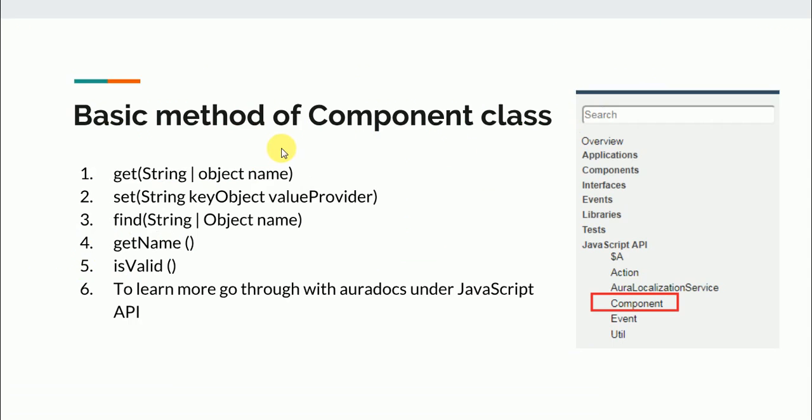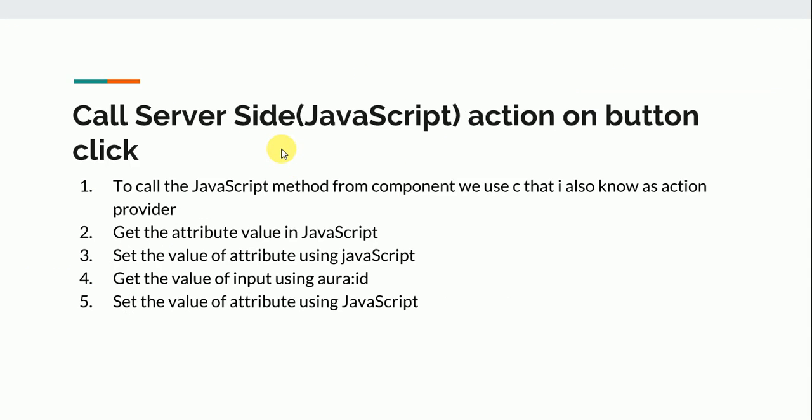Before that, I will give you a brief sample of how we can call the JavaScript, how we can call the controller method from the action of a button click or browser events like onclick, onhover, onchange, onkeyup, onkeydown, ondoubleclick. To call the JavaScript method from the component, we need to use a keyword called c, which is also known as the action provider for the lightning component.